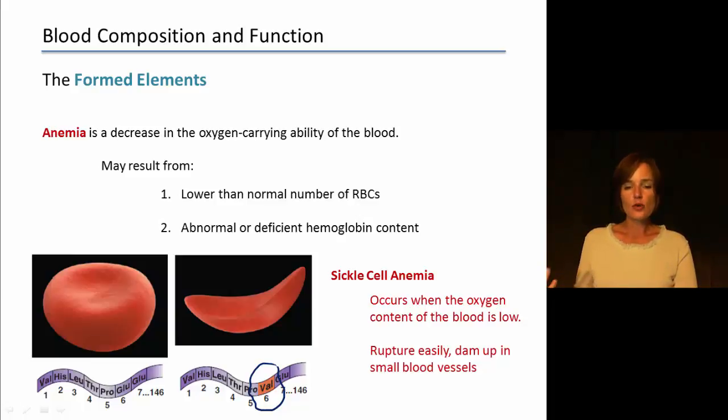This causes the red blood cells to rupture easily. They dam up when they're moving through the small blood vessels, and this happens when the oxygen content of the blood is low. Okay, so that's sickle cell anemia. It is a genetic disorder, and it is something that is inherited in what we call a recessive manner.